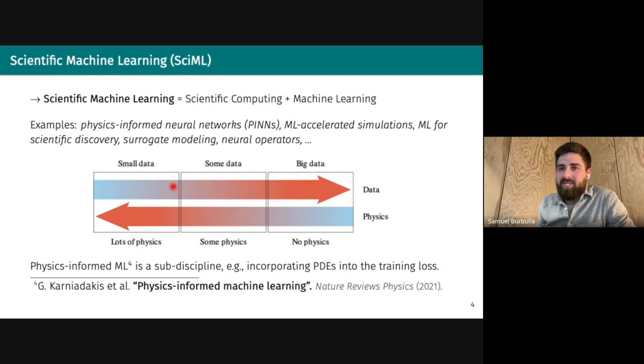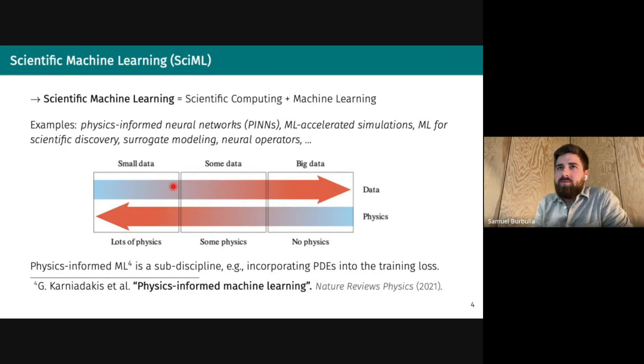It doesn't mean that machine learning is not scientific. It's just scientific computing, where we have numerical schemes to solve usually partial differential equations together with machine learning. Some examples of this are physics-informed neural networks, PINNs in short, where we use neural networks and incorporate PDEs into the training loss. Or there are machine learning accelerated simulations.